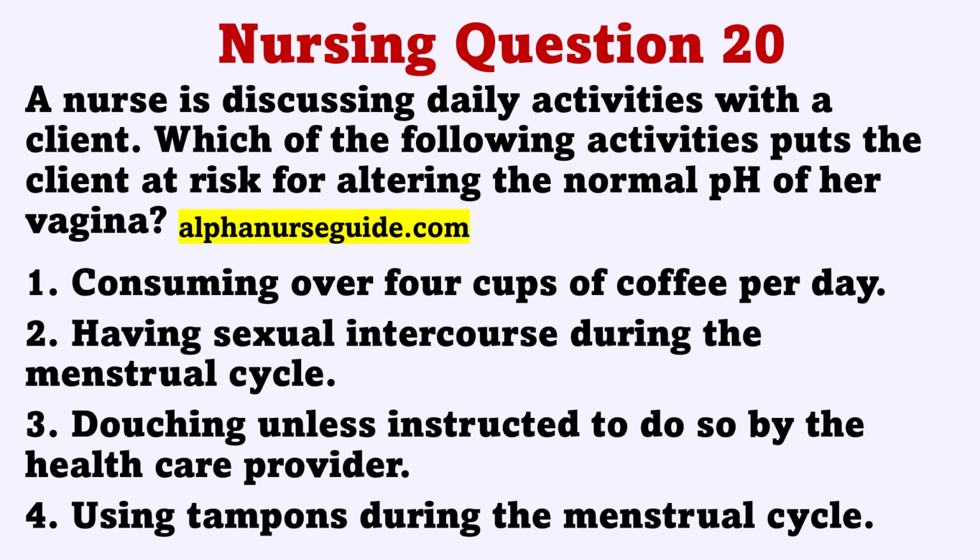The correct answer is 3. Douching unless instructed to do so by the healthcare provider. Douching may disrupt the normal flora of the vaginal lactobacilli and change the pH, which could result in overgrowth of other bacteria. Coffee, intercourse during menses, and tampons are not related to changes in vaginal pH or the incidence of bacterial vaginosis.